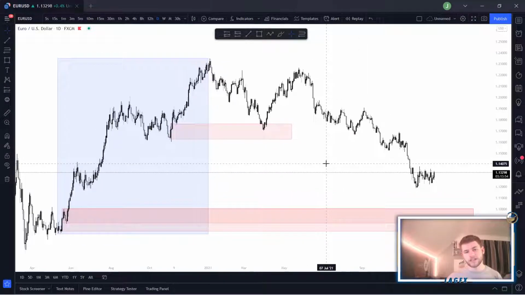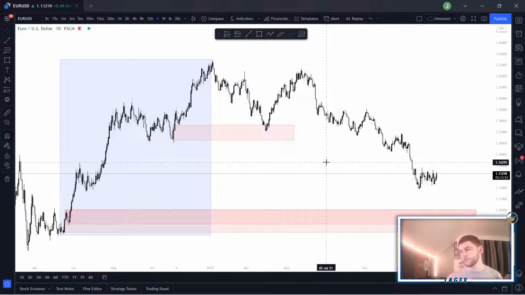Now I know it's obviously easy to say in hindsight, oh yeah, I would have done this, and now we can see that it's played out. Now this isn't because price has played out here. It could have easily just disregarded that to come and fulfill this point of interest. Now that's completely fine.